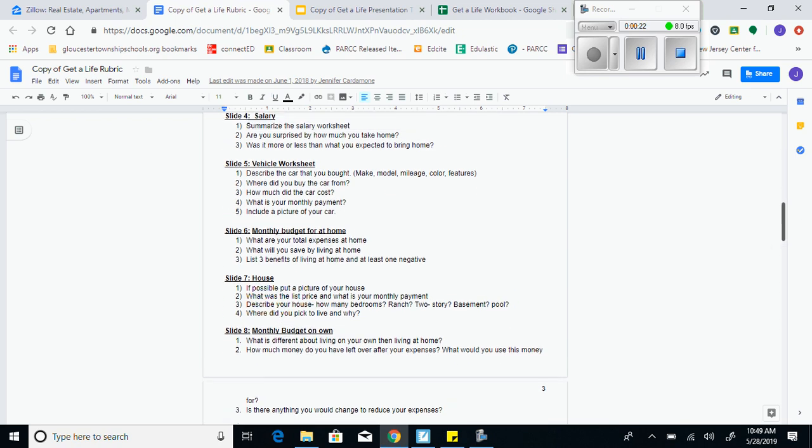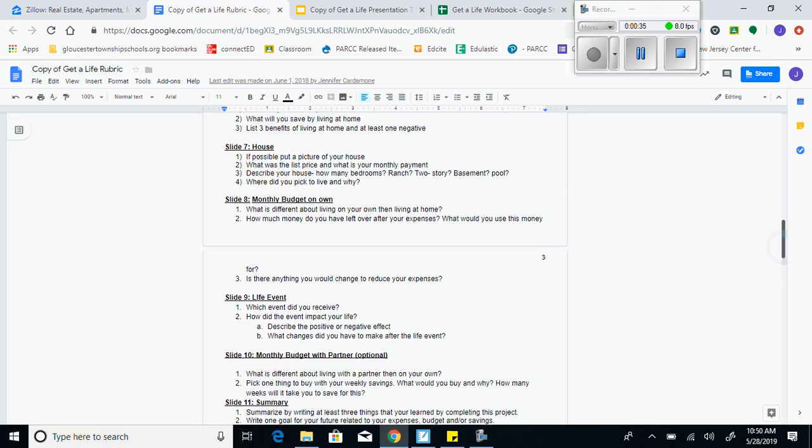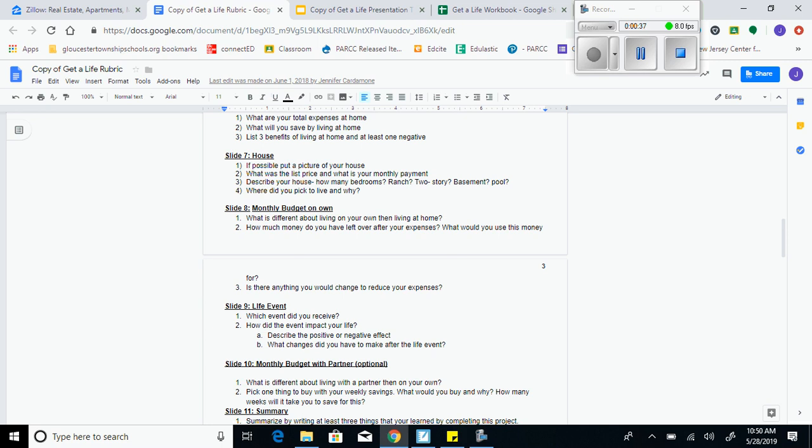In the last video we watched, we were able to purchase a vehicle and figure out our budget for living at home and how much money we could save up for our home. So now we are going to purchase a new home, which is slide 7 and slide 8 on our rubric. So slide 7, we are going to purchase a house.